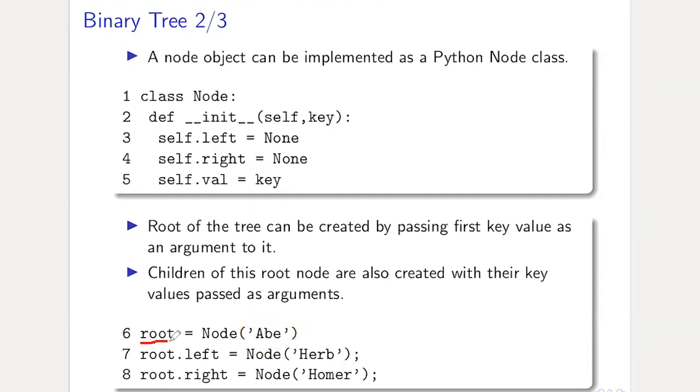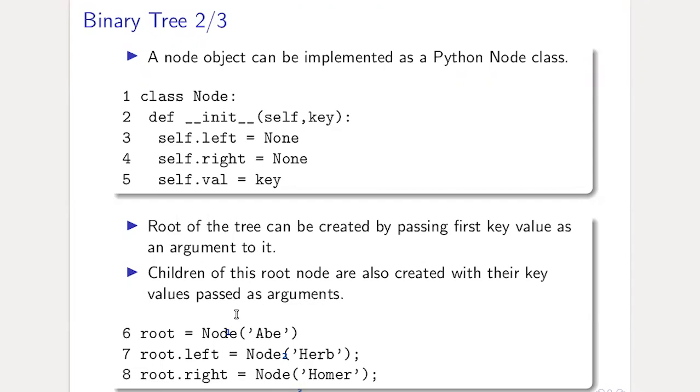So here I have a variable called root, where I create an object instance by passing a string to the node object. Okay, and then I create some more nodes. I create a new node with the value herb, and another one called Homer. So this way I have now basically three nodes created. First one, this is the second node, and this is the third one. So three nodes created.